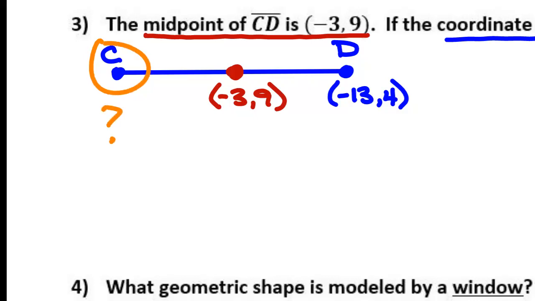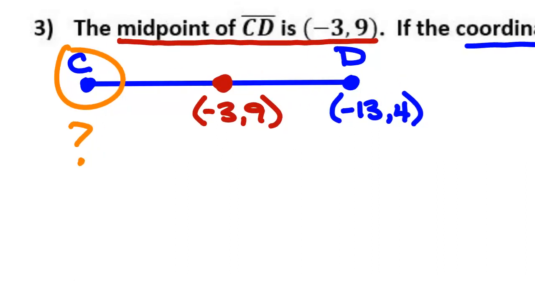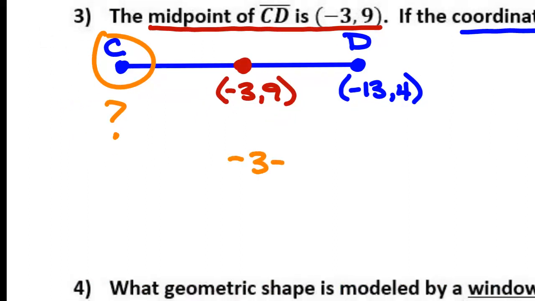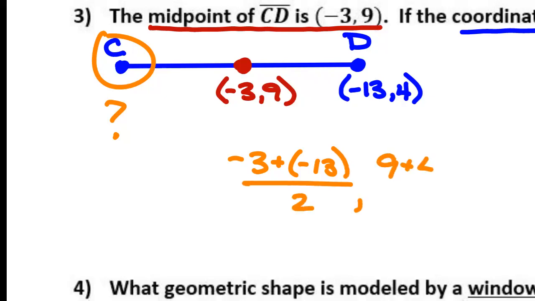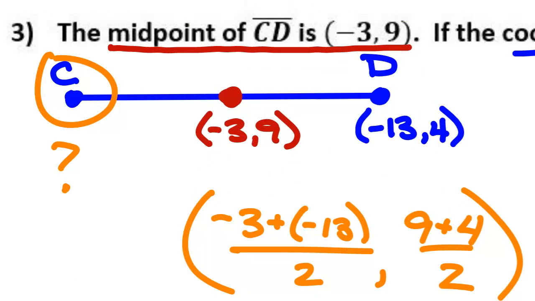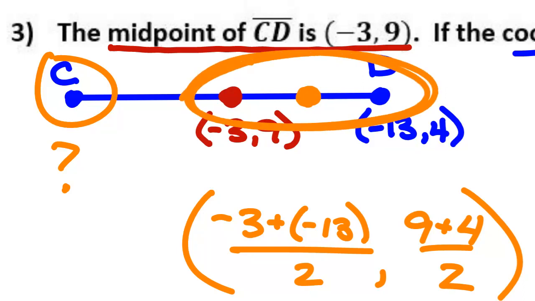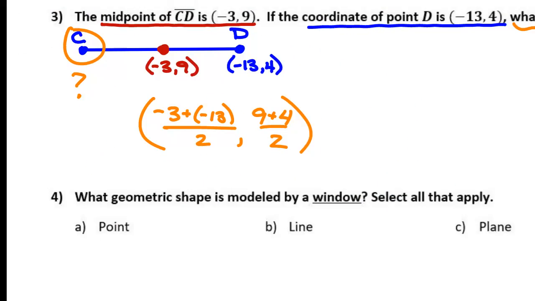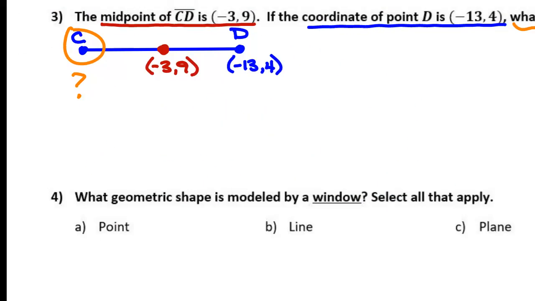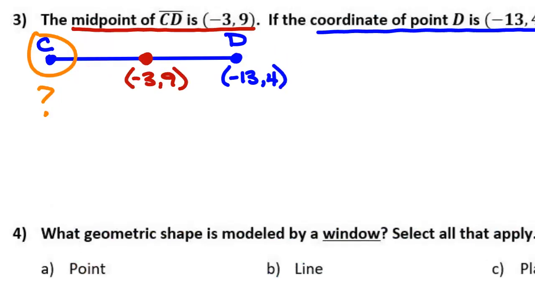So we had a question just like this one on the skills check. This was the very last question. What I saw a lot of students doing, and don't write this part down, just watch this part, is they do -3 plus -13 cut in half, and 9 plus 4 cut in half. And they got an ordered pair. What they found was the midpoint of this. And that's not what we're looking for. We don't want the midpoint from the red point over to D. We're looking for an endpoint.